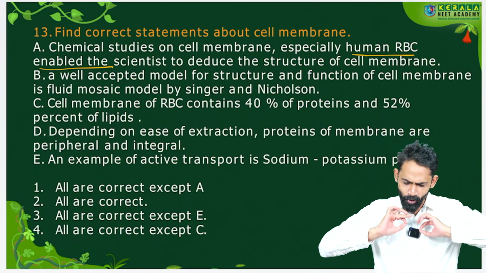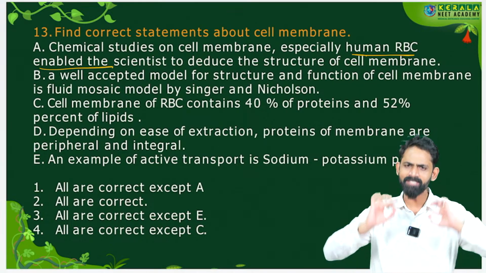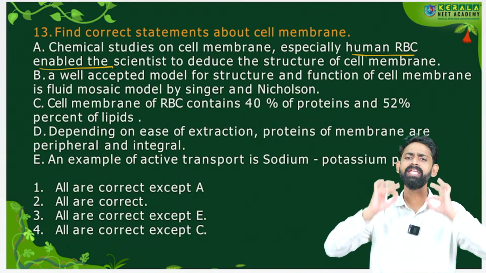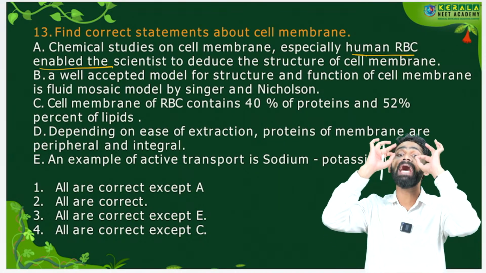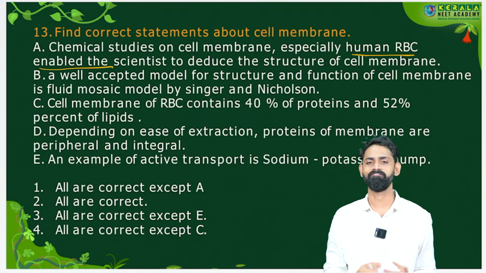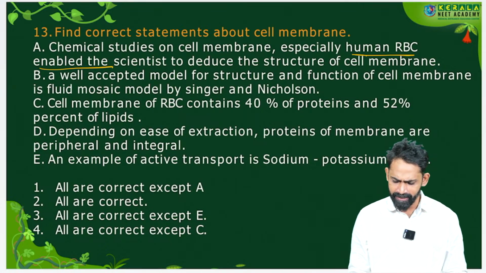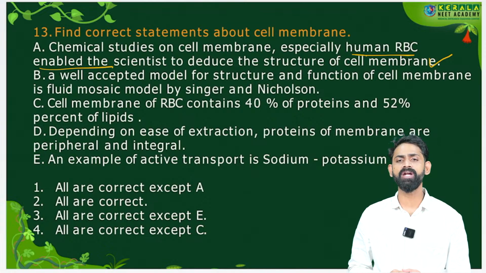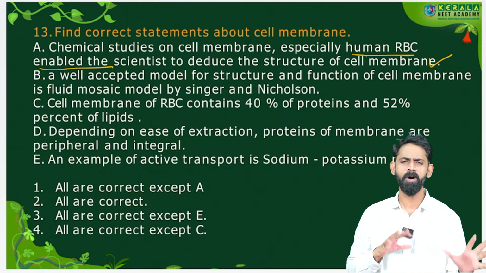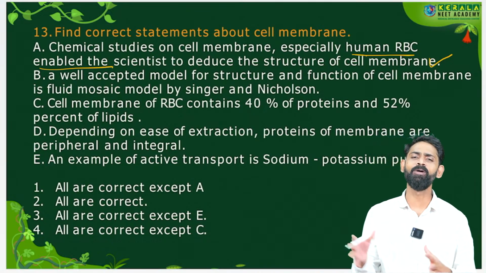One more time. Most of the research about the plasma membrane structure and function is done by taking only the plasma membrane of the human RBC. There is a reason for that. Now, this is the correct one: a well accepted model for the structure and function of the cell membrane is the fluid mosaic model, proposed by Singer and Nicolson.